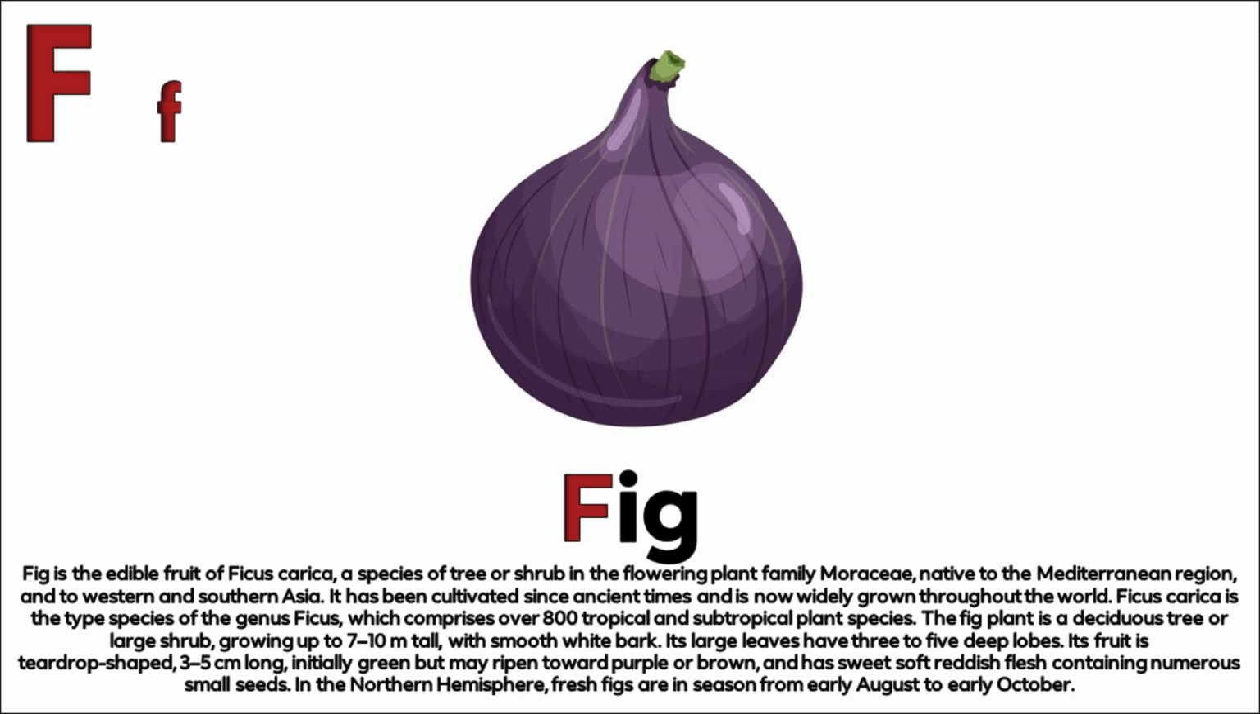The fig plant is a deciduous tree or large shrub, growing up to 7 to 10 m tall, with smooth white bark. Its large leaves have 3 to 5 deep lobes. Its fruit is teardrop-shaped, 3 to 5 centimeters long, initially green but may ripen toward purple or brown, and has sweet soft reddish flesh containing numerous small seeds. In the northern hemisphere, fresh figs are in season from early August to early October.